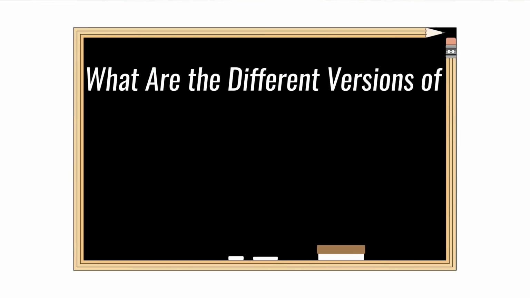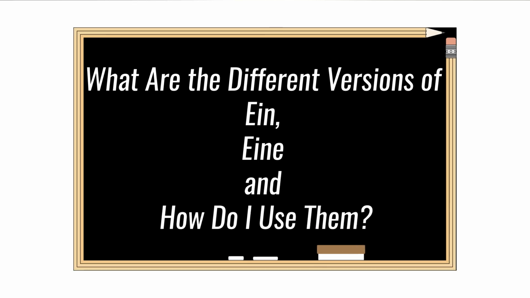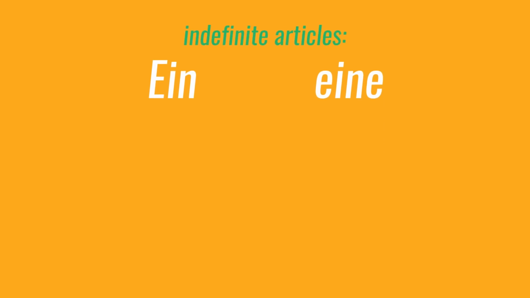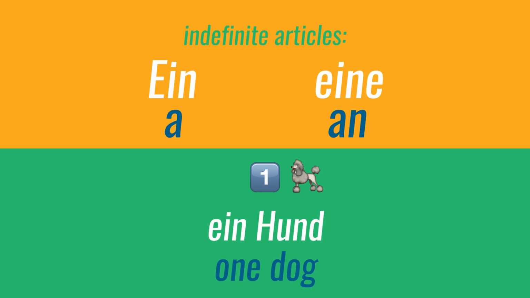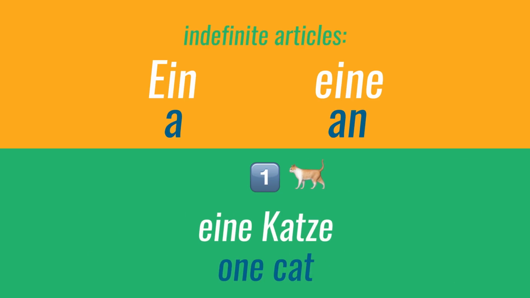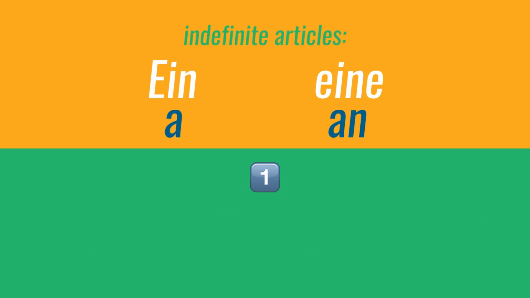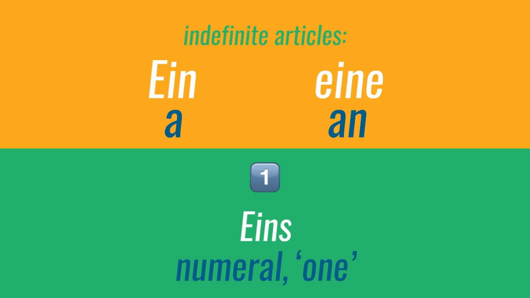The question for this lesson is, what are the different versions of ein and eine, and how do I use them? Ein and eine are indefinite articles, like a and an in English. You can also use these articles for the word one, but only when you're counting. For example, ein Hund, one dog, or eine Katze, one cat. They shouldn't be confused with the actual number for one, which is eins.